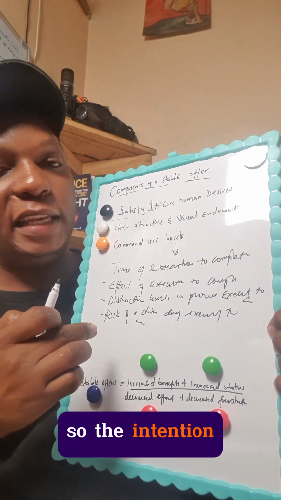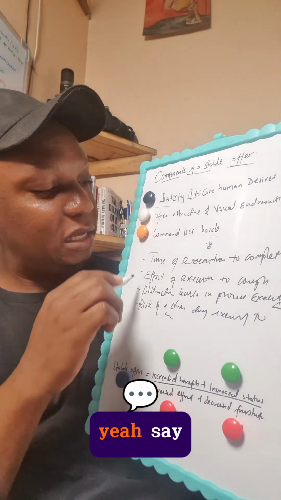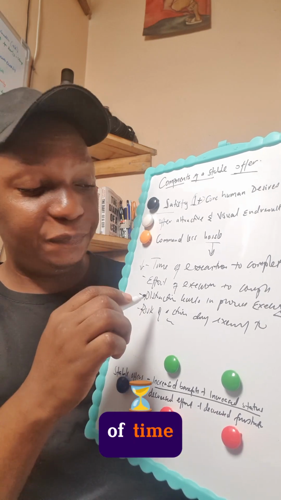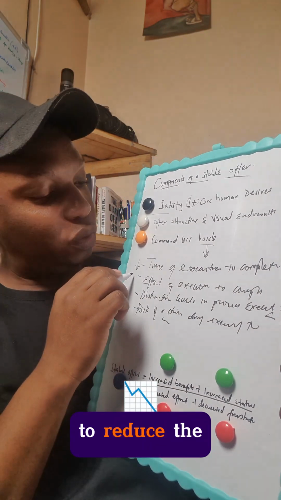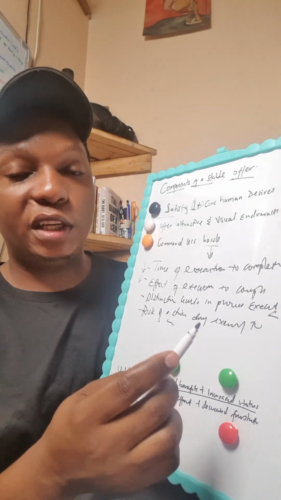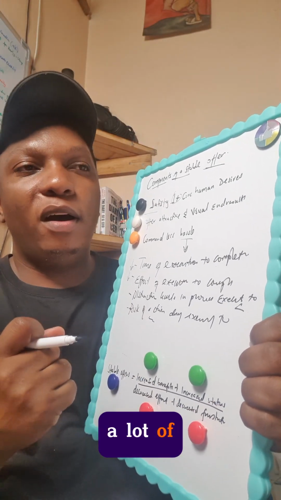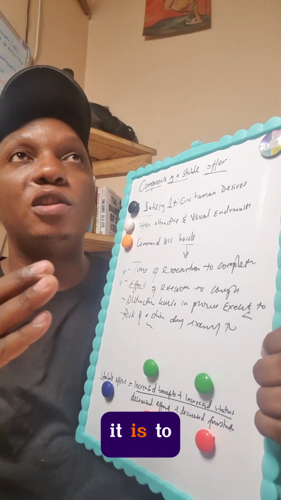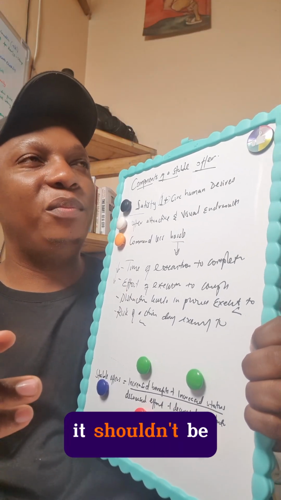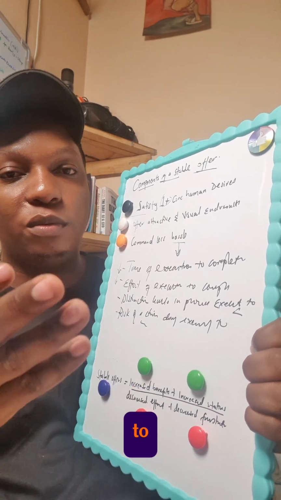So the intention of your offer should be to reduce this. Reduce the amount of time it's going to take to execute to completion. It should also reduce the effort of execution. It shouldn't take someone a lot of burden to take on the action if they want to complete certain tasks. Let's say it is to lose weight, as we said, it shouldn't be hard for them to take on the first action to lose weight.